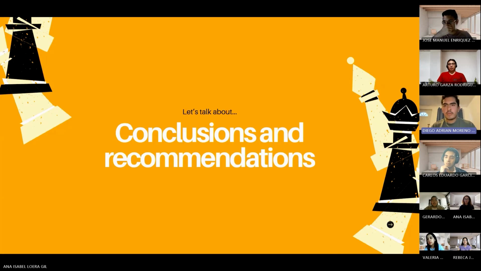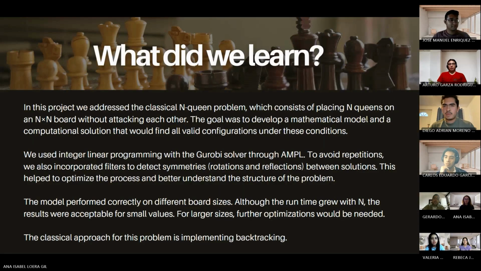Well, now let's go over the conclusions we arrived at from this project. As we saw before, we addressed the classical problem of trying to place n queens on a chessboard, which, as we know, consists of placing the queens so that no queen can attack another. And of course, the goal was to develop a mathematical model and implement a solution with code using, as we saw, the Gurobi solver through the AMPL platform.